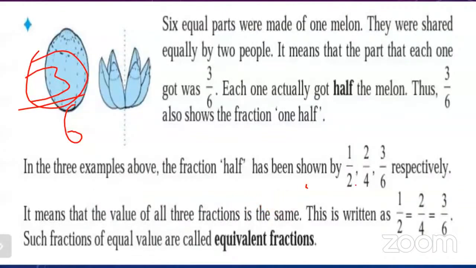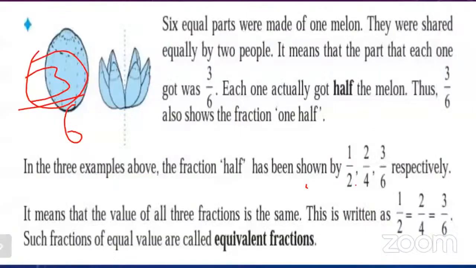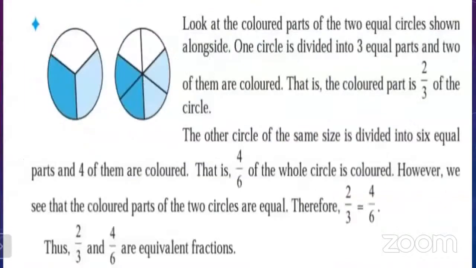Okay, children, look at here. Now here we understood this example. This is the half. Now here this is the half, and here the muskmelon's example, this is the half. Okay, so that first one is 1/2, 2/4, 3/6. Yes, so this is written as 1/2 is equal to 2/4 is equal to 3/6. And such types of equal value are called equivalent fraction. Such types of fraction are called equivalent fraction. Now let us see some more example.